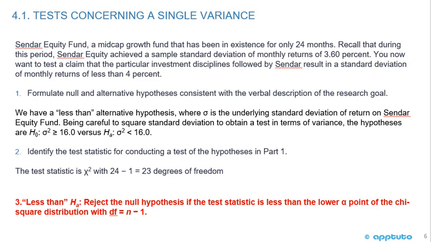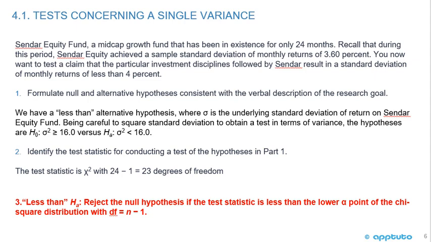It said that the Cendar resulted in a standard deviation of monthly returns less than 4%. So the null hypothesis is that the variance is greater than or equal to 16, which is 4 squared, versus the alternative hypothesis that the variance is less than 16.